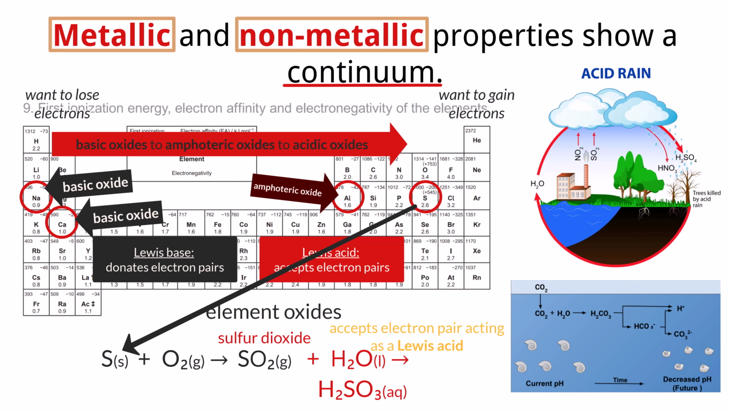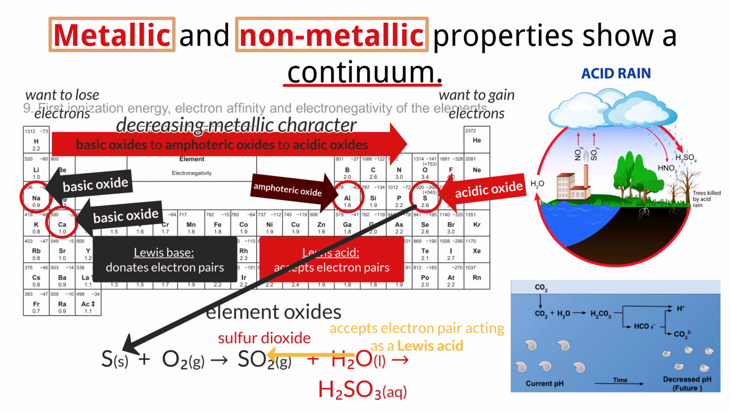During this reaction, the sulfur atom accepts electrons from the oxygen atom in the water molecule, which makes it a Lewis acid. So, as we can see from our trends here, as we move from left to right across a period, the oxide molecules are basic for metals, to amphoteric, to acidic for nonmetals. This shift from basic to acidic oxides is a direct result of the decreasing metallic character of elements as you move across the periodic table.